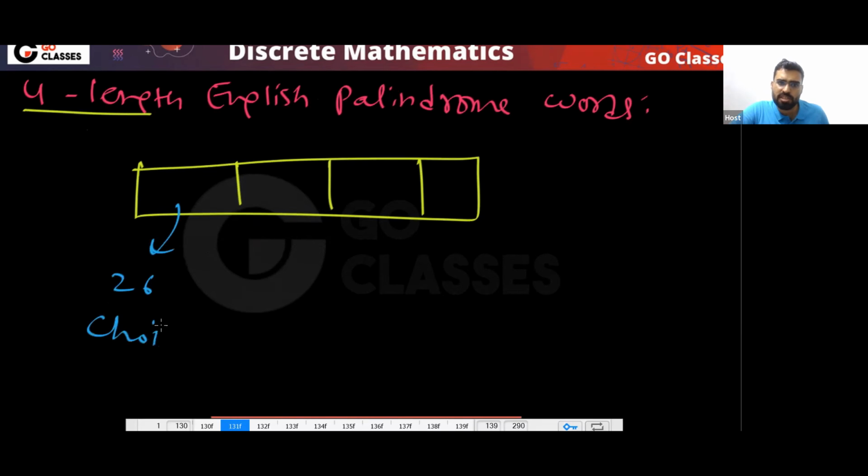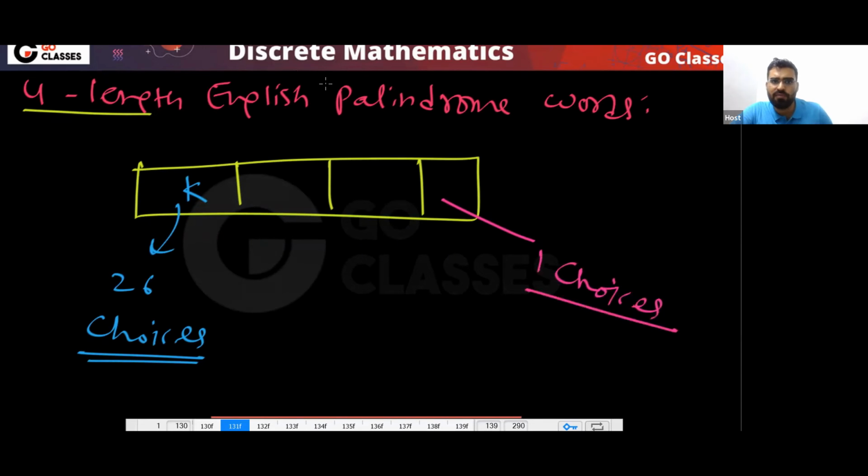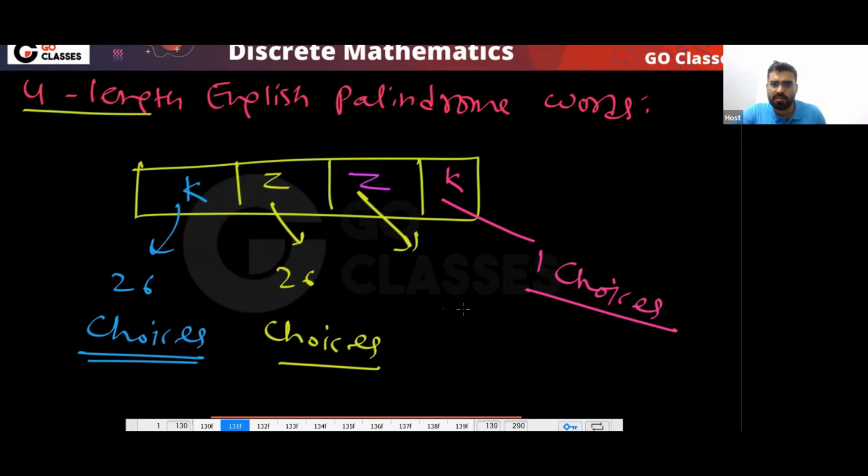There are 26 choices. I can put, for example, k here. Now how many choices here? If I put k here, there is only one choice. Don't say 0 choice. Then again I have 26 choices, I can put anything. Now if I put z here, automatically z will come here, so there will be only one choice. So the answer will be 26 square. Okay, so this is the idea.